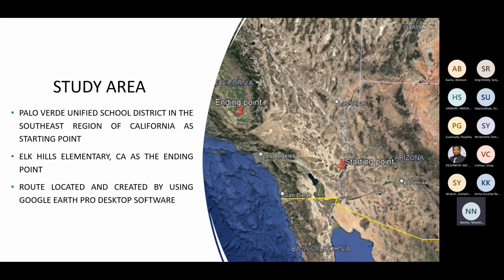Similarly, the endpoint of the study area is Elk Hills Elementary School, which is also in California, in which the coordinates are 35 degrees 16 minutes north and 119 degrees 18 minutes west. This study area is located and created by using the Google Earth Pro desktop software. After locating and creating, we have done creating the paths.